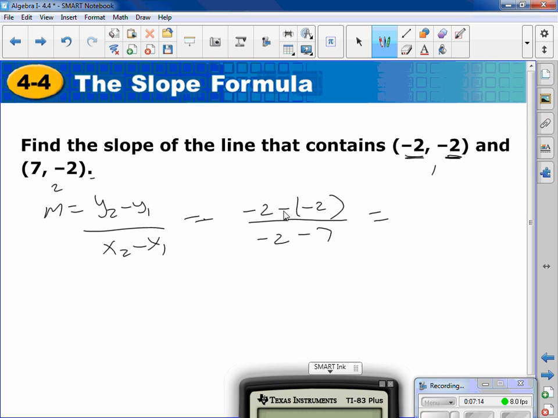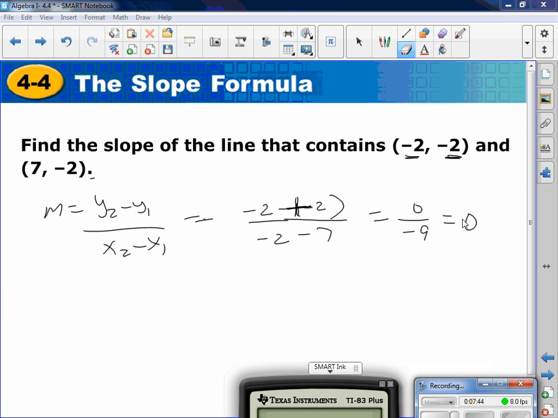What's negative, negative? Negative, negative is positive. Negative 2 and a positive 2 is 0. Negative 2 and a negative 7 is negative 9. 0 divided by anything is 0. You either have 0 over negative 9, or 0 over 9. Both times it's equal to 0.